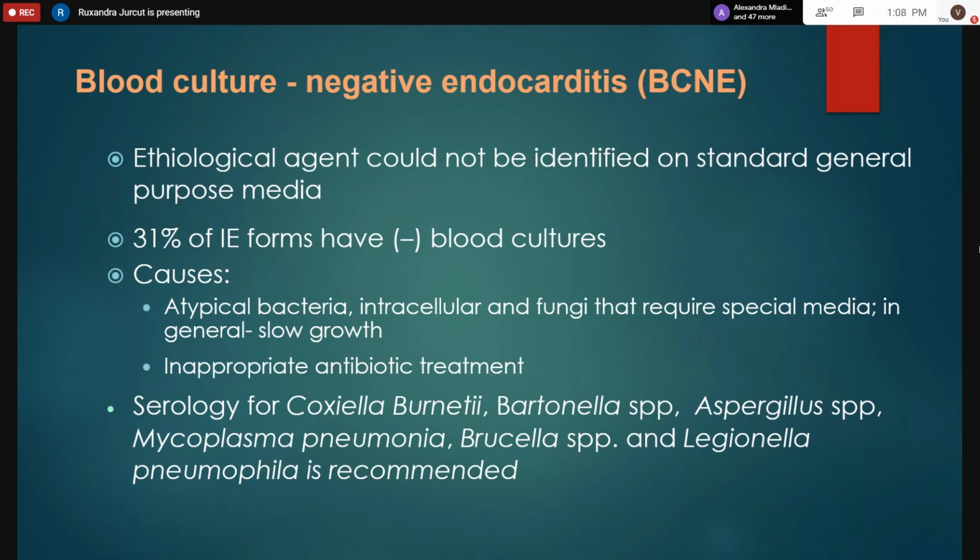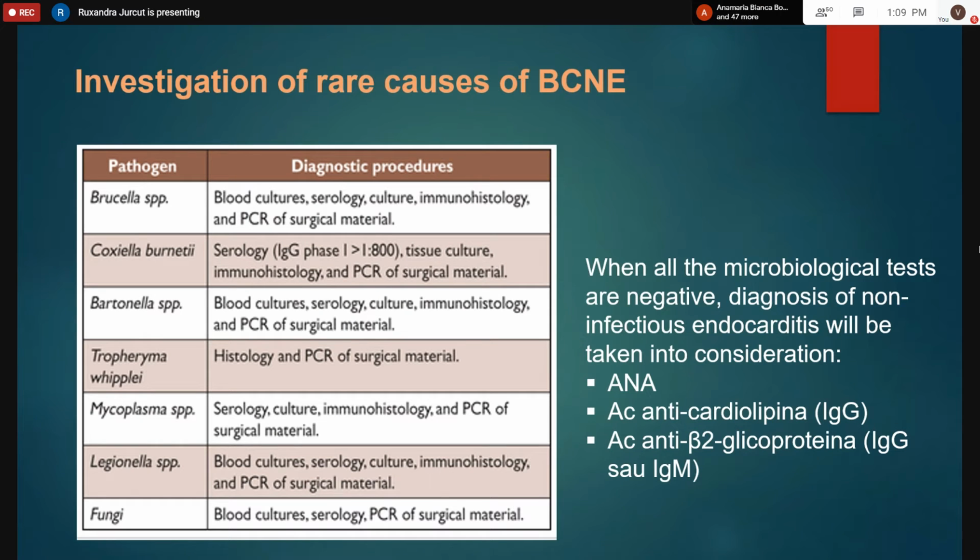And you have here some examples: Coxiella burnetii, Aspergillus, Legionella, among others, Mycoplasma. And you have here a table with the proposed diagnostic methods, lab methods for these germs. And it usually is either serology of the antibodies or, for example, PCR, polymerase chain reaction of the material if we already took out the vegetation, and we can cultivate and check for the germ in the vegetation itself.